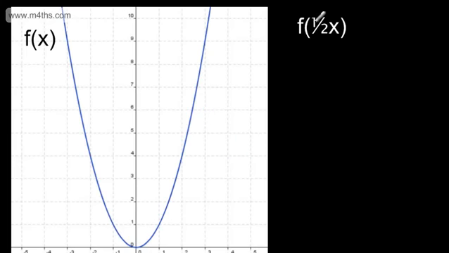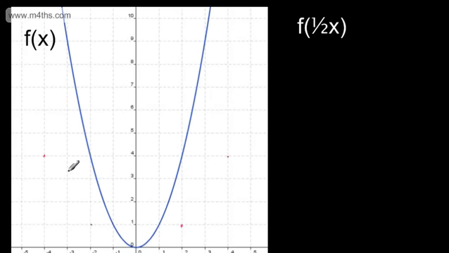Okay, f of 1/2 x. So this time we're dividing the x coordinates by a half, which is multiplying by 2. So we're going to go from (1, 1) to (2, 1). This point right here, (2, 4), is going to go out now to (4, 4). So what we'll see is that this graph is going to be more open. It's going to open up and be less tight to the y-axis.